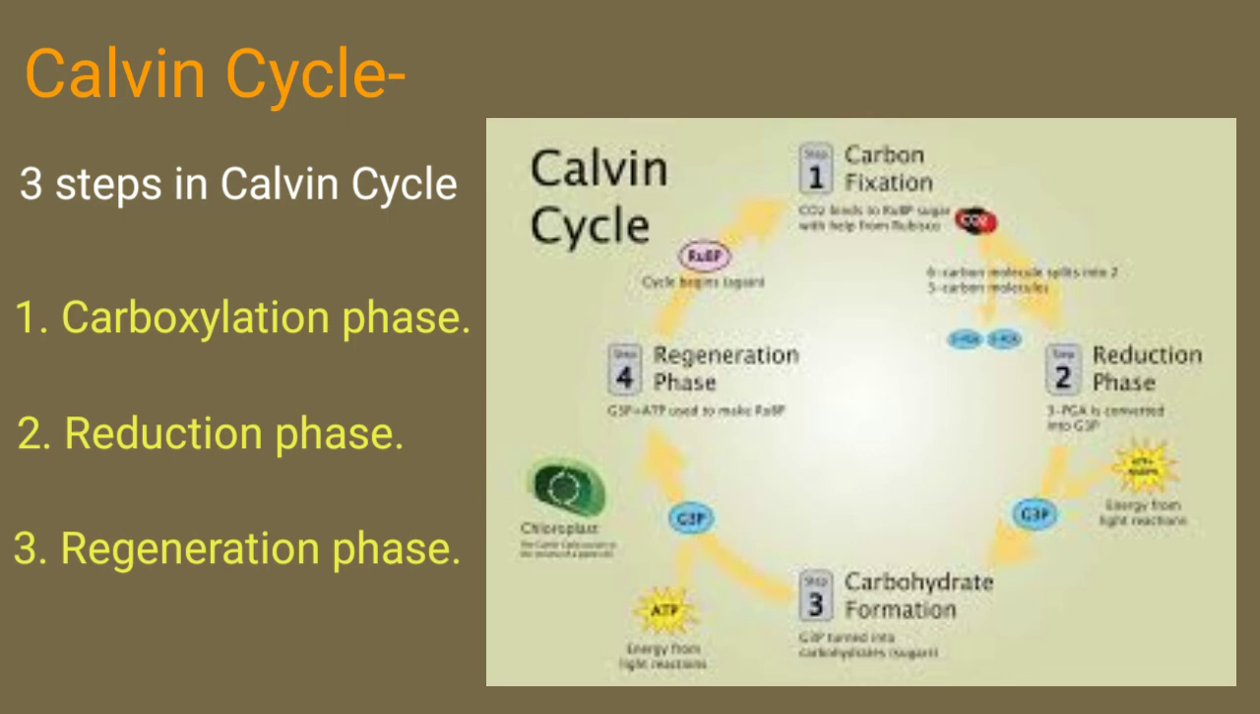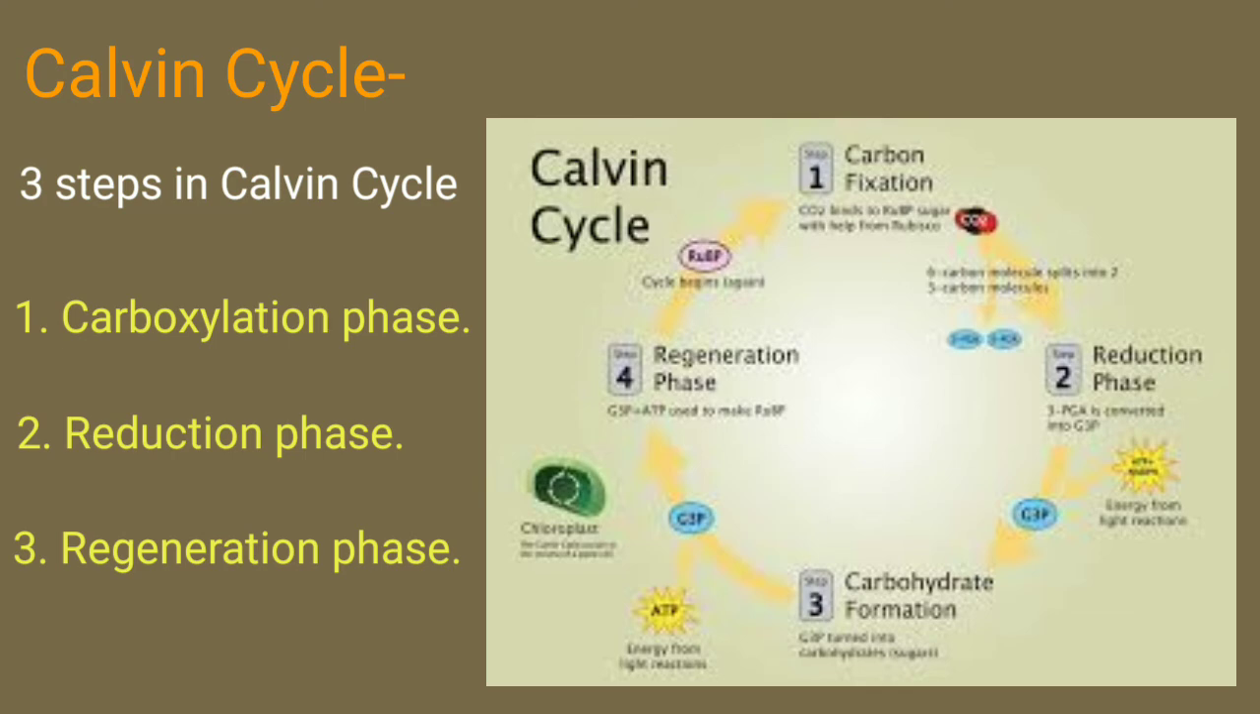Now as this 3-phosphoglyceric acid is produced, the next step begins. So that is the reduction phase. This 3-phosphoglyceric acid is reduced to dihydroxyacetone, and from this dihydroxyacetone it goes into the glycolytic pathway, but in a reverse way. Dihydroxyacetone forms fructose 1,6-diphosphate. From fructose 1,6-diphosphate it forms fructose 6-phosphate. From fructose 6-phosphate it forms glucose 6-phosphate, and from glucose 6-phosphate it finally forms the glucose molecule.